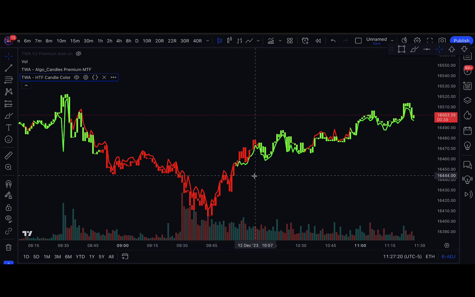Remember, the line's a 15 second. 15 second turns green, higher time frame is still red. Now they match, right? Weakness from the 15 second, higher time frame says we're still long. Now they match.